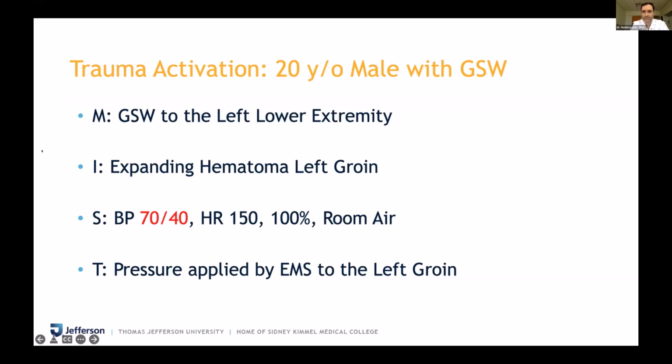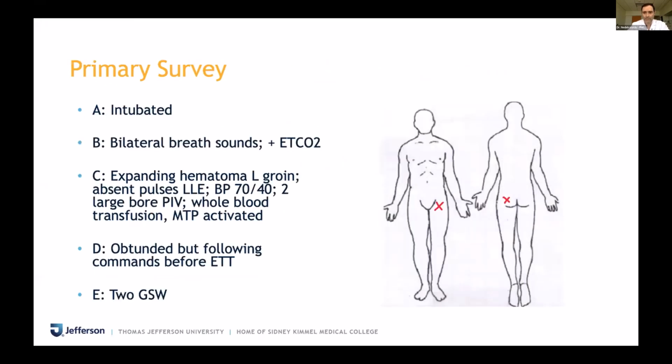The activation that came over the pager was a 20-year-old male with a gunshot wound. It was reported to be in the left lower extremity. Injury reported was an expanding hematoma on the left groin. He was hypotensive in the field, blood pressure 70/40s, tachycardic in the 150s, on room air, saturating 100%. EMS was able to apply pressure to the left groin, and we triaged him straight to the operating room, the ED/OR. We have an operating room right next to the trauma bay.